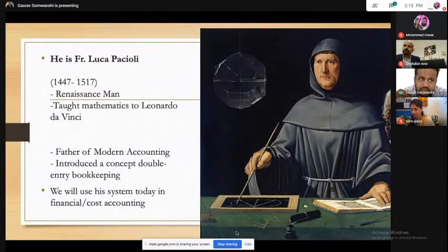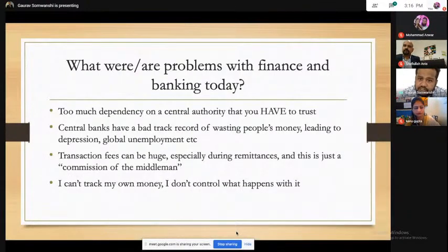The same concept is being used even right now in our banking sector. Even the CA, if you do a chartered accountancy course, will be studying the same principles, more or less, which were introduced by Father Luca Pacioli. So it's great for trading, but there are some problems, because whenever there is a disagreement, you have to rely on a central authority.